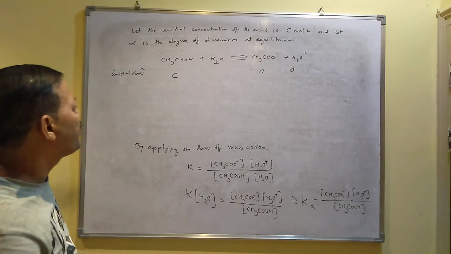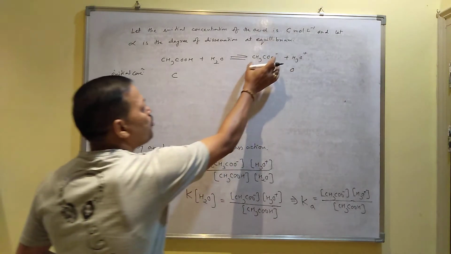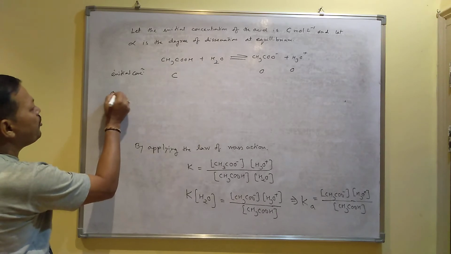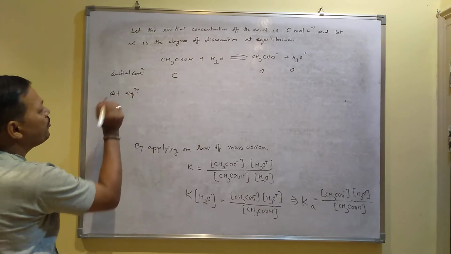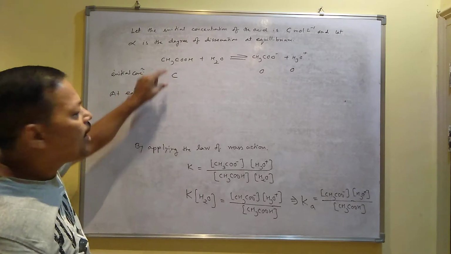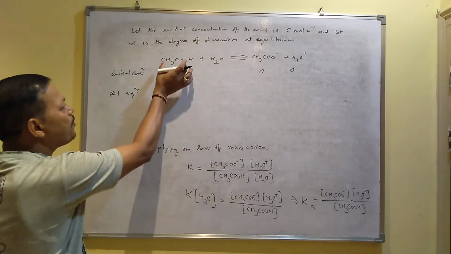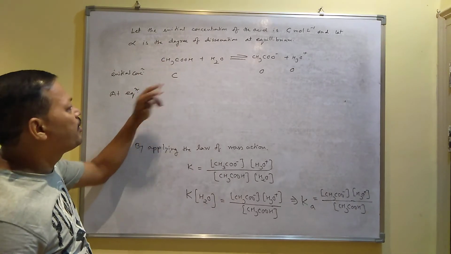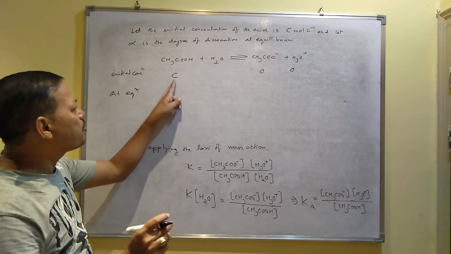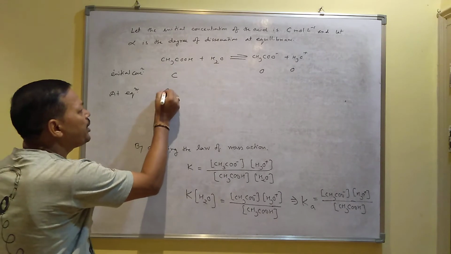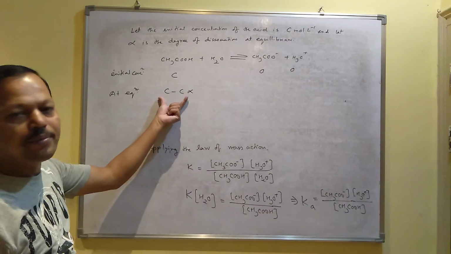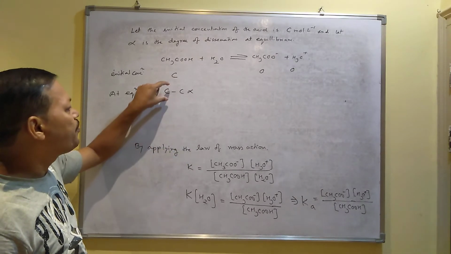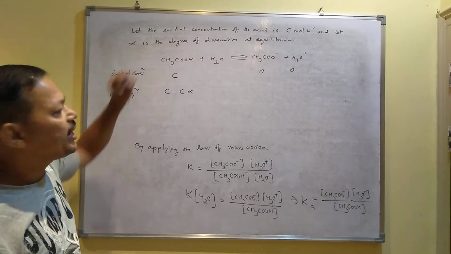Initial means time 0. Now as the time proceeds, some amount of product will form and the reaction gains the equilibrium state. And when the reaction gains the equilibrium state, at equilibrium, let alpha part of C undergo dissociation. If alpha part of C undergoes dissociation, now how much will remain? Initially how much? C. Now how much dissociates? Alpha part of C undergoes dissociation. So how much remains now? C minus C alpha. This part will remain. This part undergoes breaking. Initially this much, so this minus this, you will get the present concentration of the reactant.